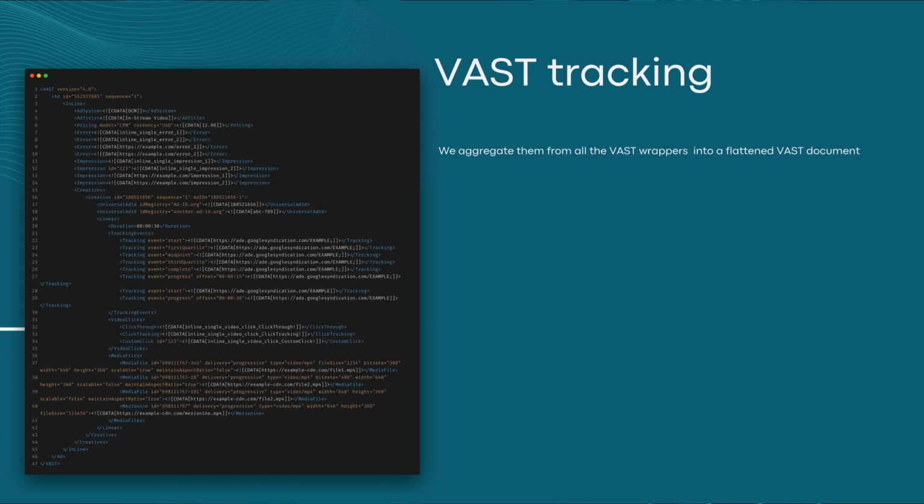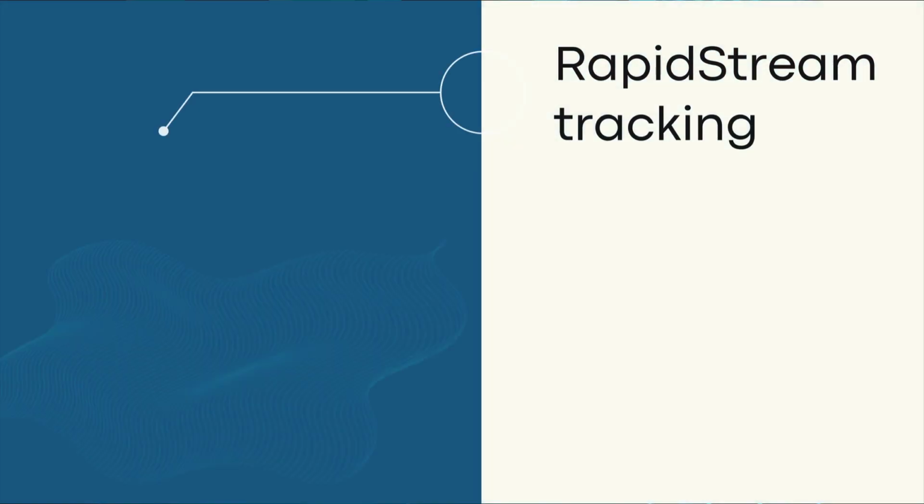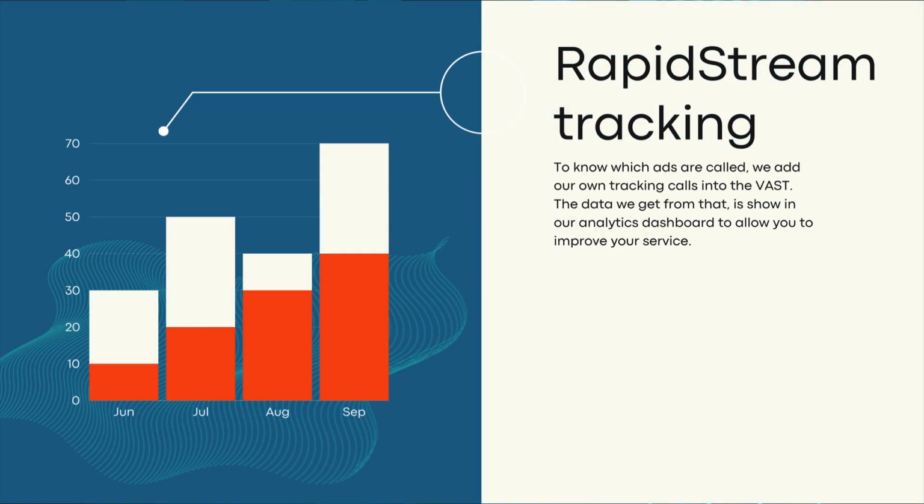In addition to VAST tracking, which is a standard probably everybody is using, we also have internal tracking. It's the RapidStream tracking. To know which ads are called, we add our own tracking calls into the VAST. The data we get from that is shown on our analytics dashboard to allow you to improve your service. You don't have to do anything to get that up and running. As soon as you sign up for RapidStream, this is set up for you and you can simply log into our panel and see the data.